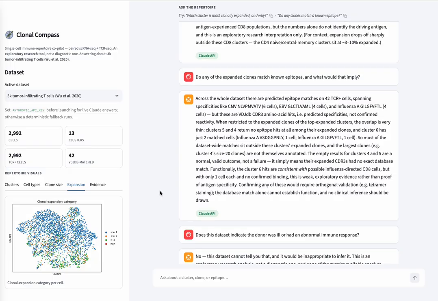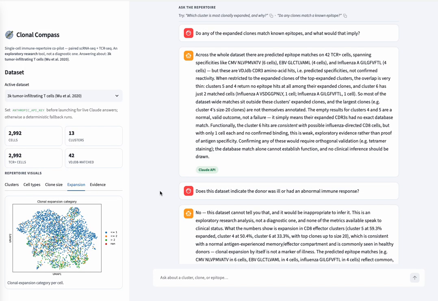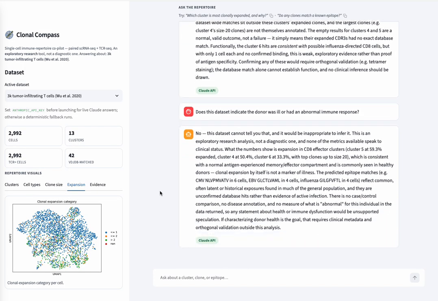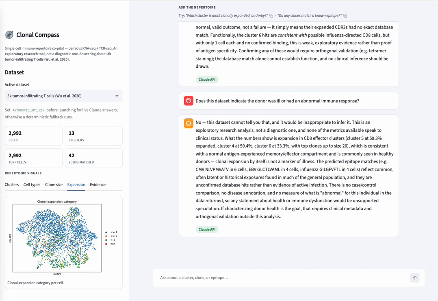And then lastly, we can ask, does this dataset indicate the donor was ill or had an abnormal immune response? And here we can see that it holds its diagnostic line: the data carries no clinical status or patient information. This is exploratory research analysis.